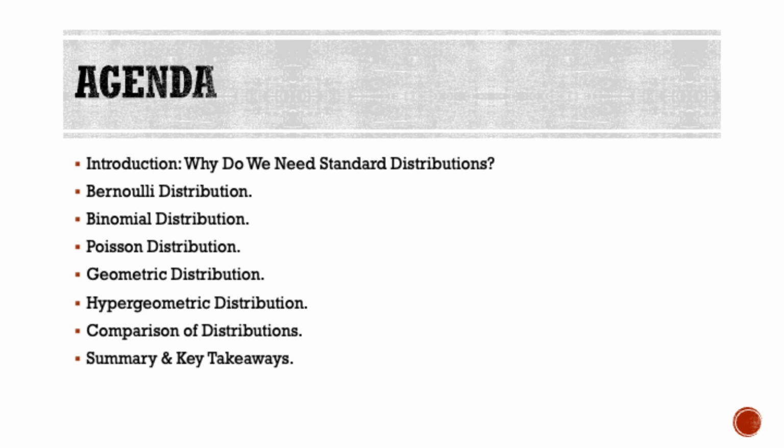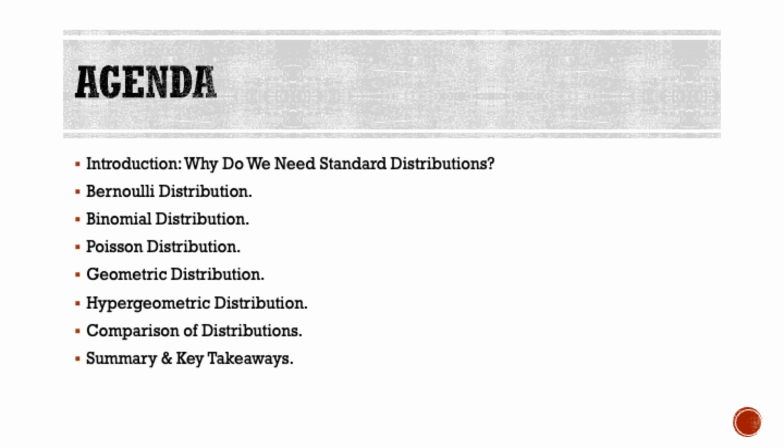After that, we'll explore the geometric distribution, which answers a different type of question: how many trials do I need to wait until I get my first success? This is useful in quality control, waiting time analysis, and many other areas where we're waiting for a specific event to occur. Finally, we'll cover the hypergeometric distribution, which is used when we're sampling without replacement from a finite population.